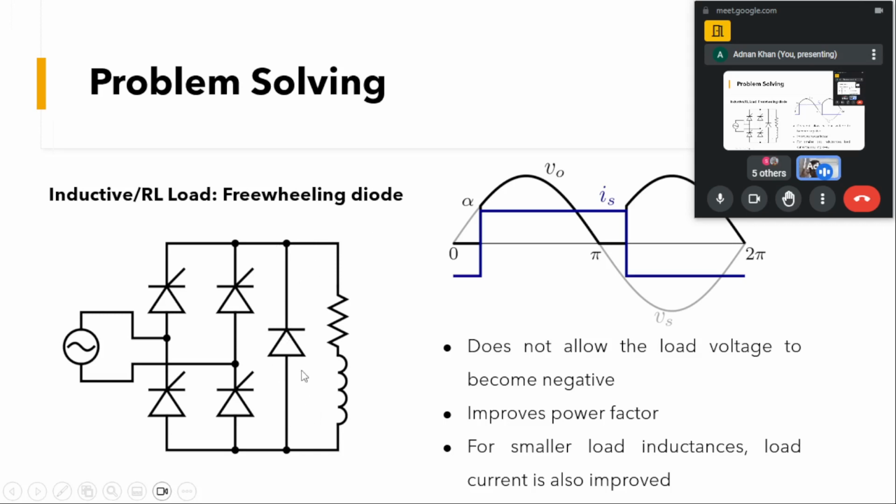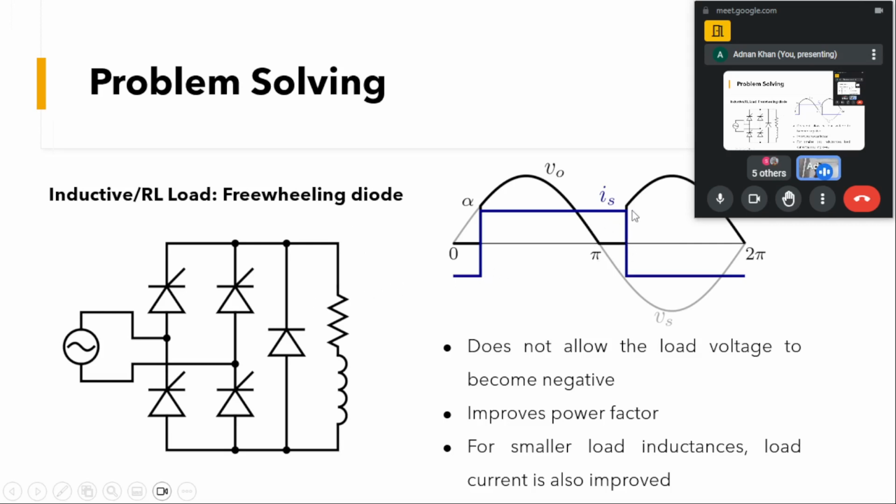Now when we have a freewheeling diode, when the output voltage tries to go negative, the freewheeling diode gets forward biased, and the load current, the inductor current, flows through this diode. The energy stored in the inductor is dissipated across the resistor, and during this period the load is shorted, so we get zero voltage across the load.